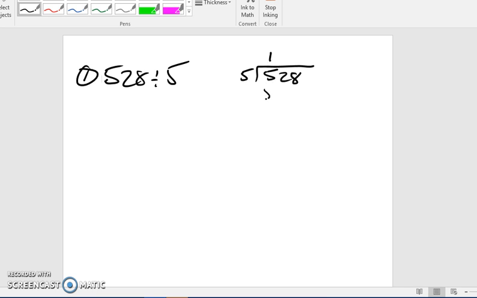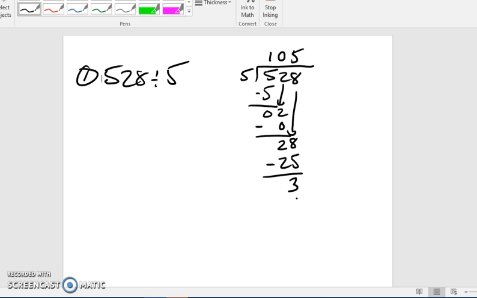1 times 5 is 5. We subtract, we bring down the next number. How many groups of 5 can I take out of 2? None. So I'm going to put a 0 up there. And now again, we multiply to get 0. We subtract to get 2. I bring down the next number. How many groups of 5 can I take out of 28? That's why that 5 goes right above the 8. So 5 times 5 is 25. We subtract, we get a 3.